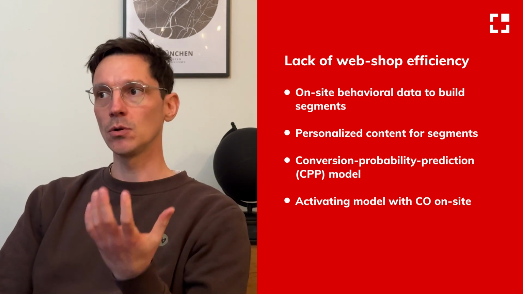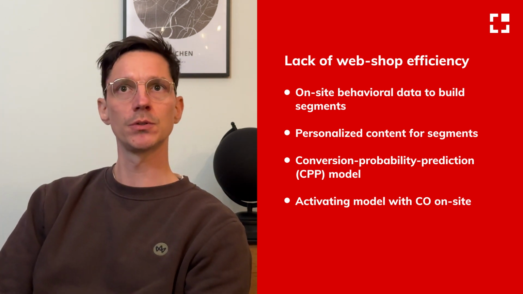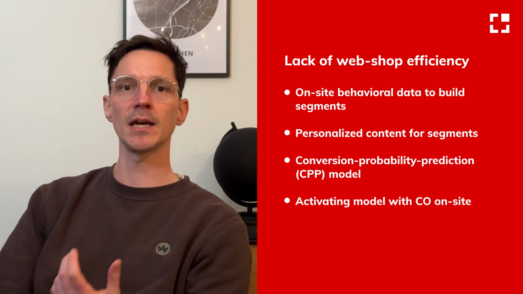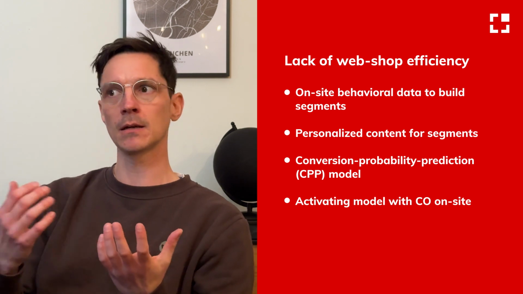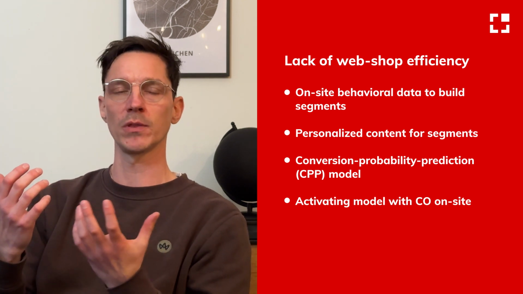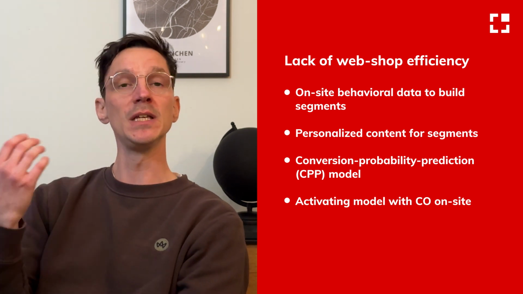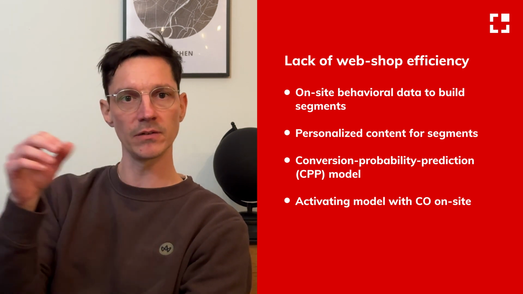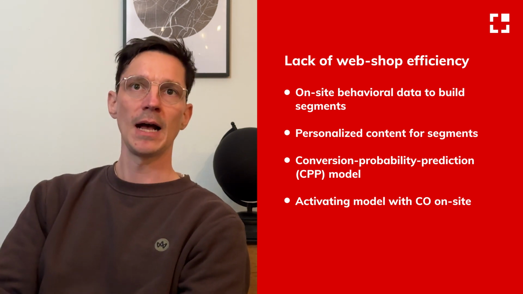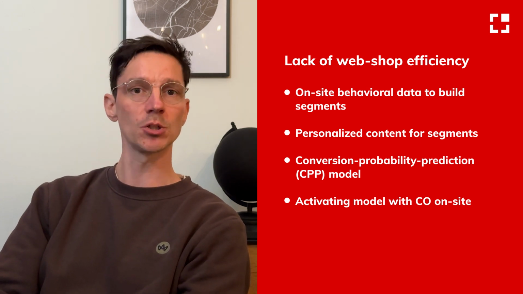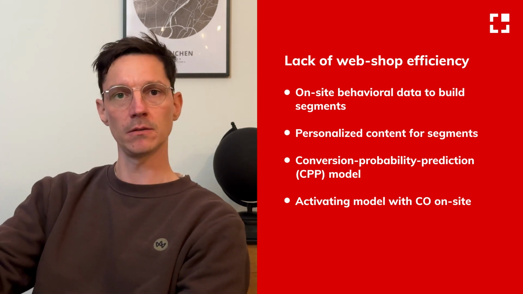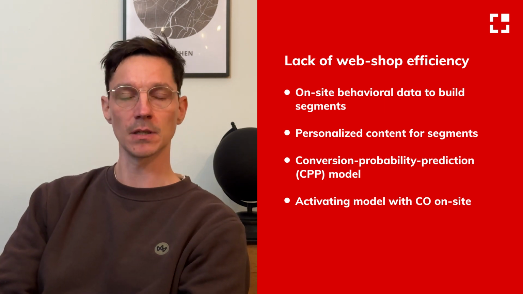The idea we had to overcome this challenge was to use on-site behavioral data in order to build segments. And for these segments, we can then come up with personalized content in order to meet the expectations of the users within the different segments way better. And we use this by building a conversion probability prediction modeling that we would then activate with converter optimization on site. And now let's take a look at the technical details for this.